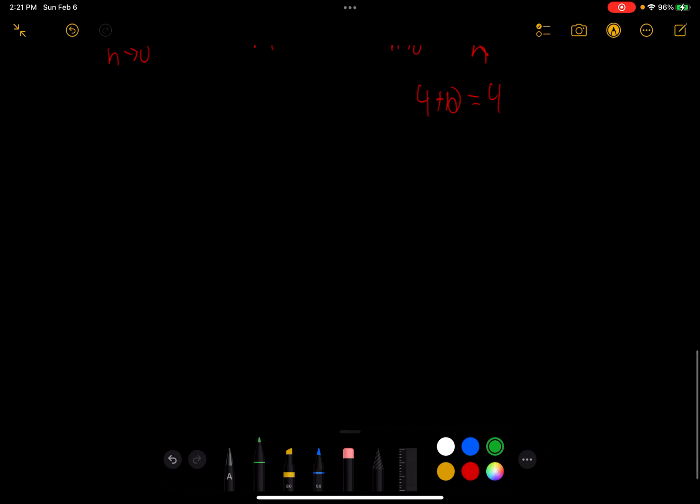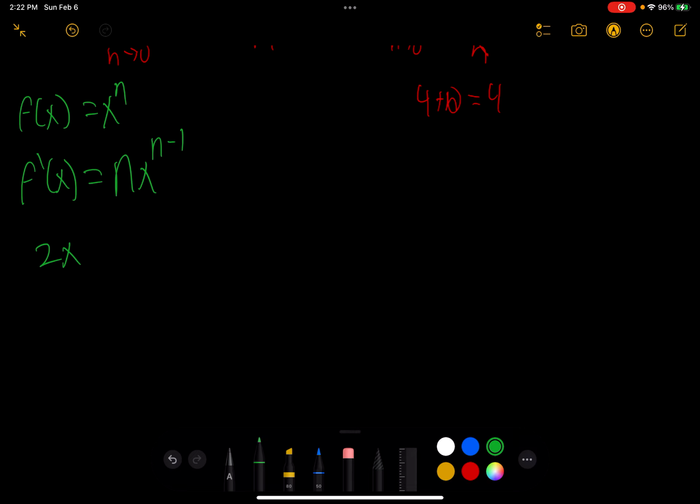If you're not familiar with what the power rule is, if f of x equals x to the nth, then the derivative of f of x equals n x to the n minus 1. So if you apply that to x squared, we take the n, in this case 2. It's going to be 2x to the 2 minus 1, or just 2x.